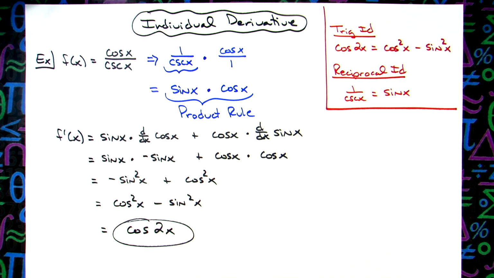So definitely just a straightforward individual derivative, worked a little bit differently, so you can avoid that quotient rule and use a product rule, which maybe will then be a little bit easier for you.